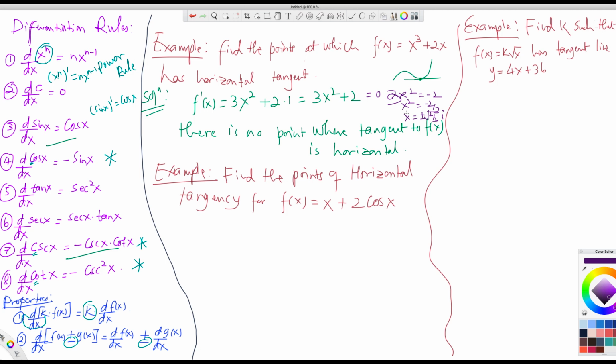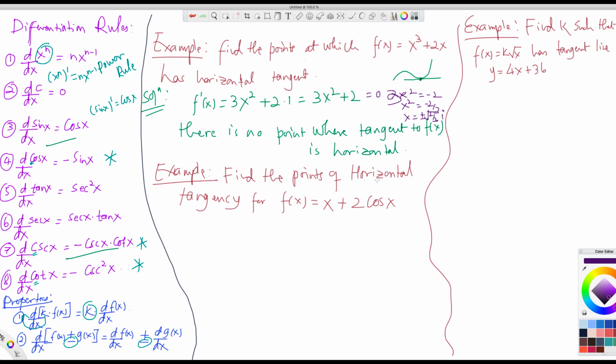So we were trying to find out the point where the derivative is 0 for that x. Okay, but we did not find a real number that makes the derivative 0. So there is no point where the tangent to f(x) is horizontal. Okay, let us look at another example.